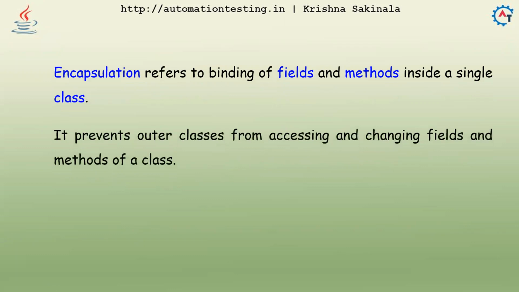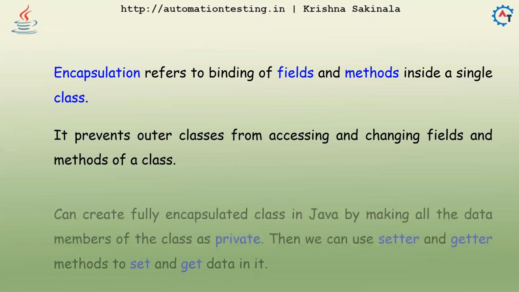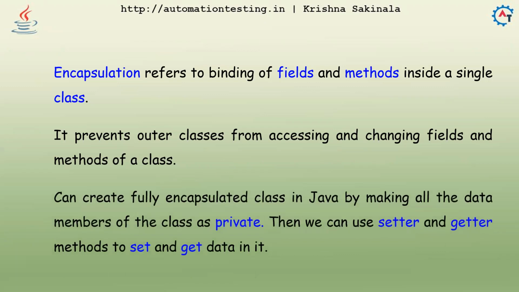It prevents the outer classes from accessing and changing fields and methods of a class. So with the help of encapsulation, you can restrict access to the methods and variables inside your class. So how can you achieve that? You can create a fully encapsulated class in Java by making all the data members of the class private. With the help of the private keyword, you can achieve this encapsulation.